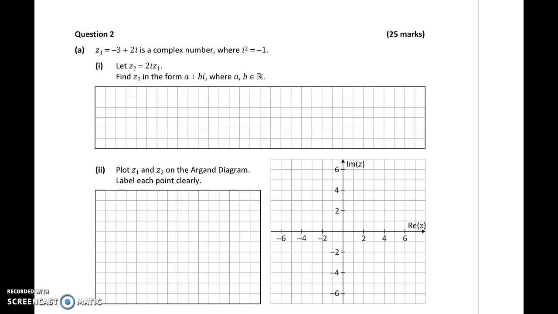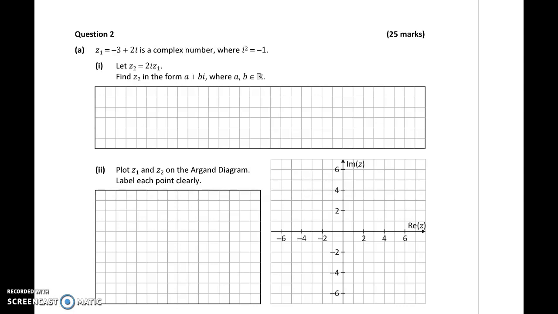So first of all, we are given a complex number, Z1, and it's -3, that's the real part, plus 2i, which is the imaginary part. They always tell you that i squared is equal to -1. Then we're told there's another complex number, Z2, which is equal to 2i multiplied by Z1.